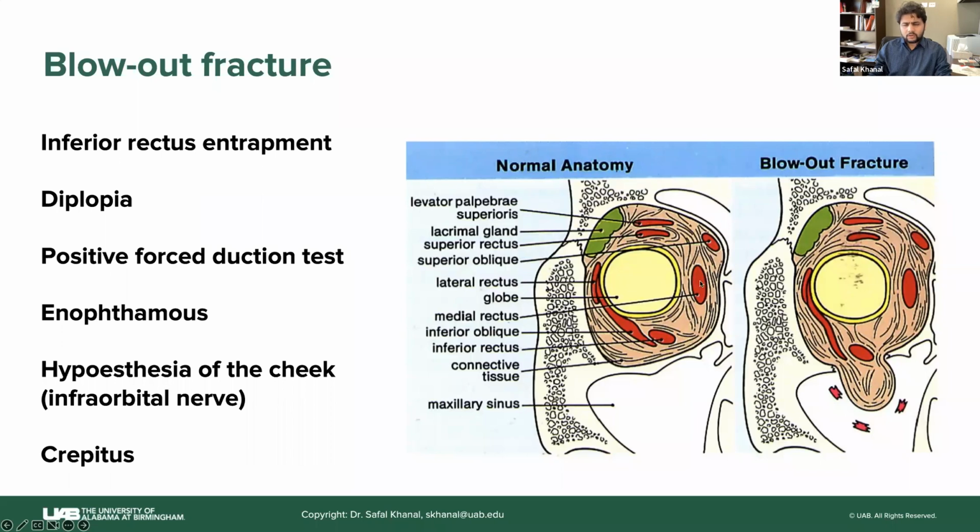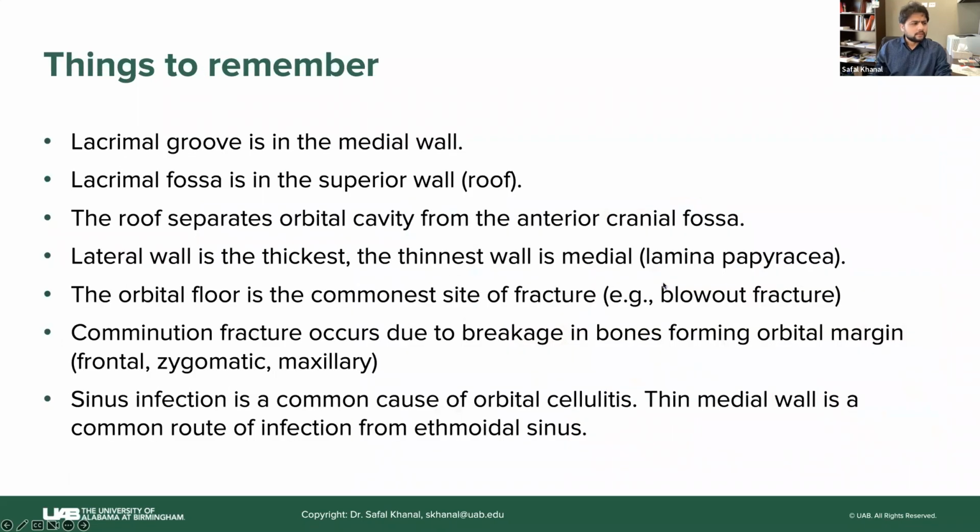Well, why is the medial wall not broken? This is because it gets some sort of support from the ethmoid bone just inside of the medial wall. Now, some of the important points to remember here is that the lacrimal groove is in the medial wall, and this is where the lacrimal sac is located. Lacrimal fossa is in the superior wall, actually superior temporal wall, where the lacrimal gland is located.